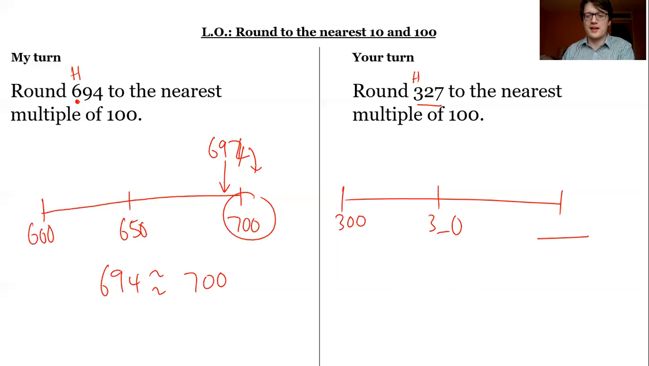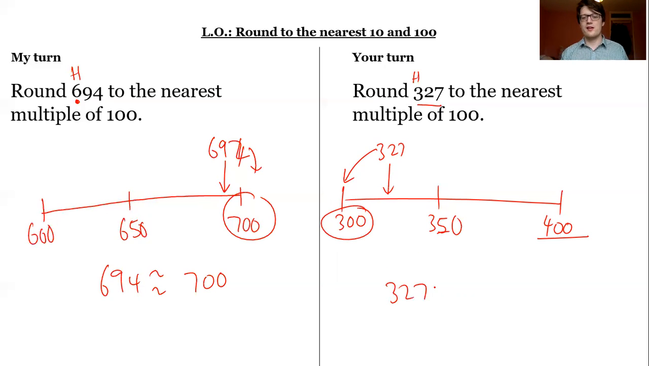And now that you're back, again, let's just check whether you got it right. The next multiple of 100 is 400. Halfway is 350. So 310, 20, it's going to be about here, 327. You can now really clearly see that because it's less than halfway, it's closer to 300 than to 400. So 327 to the nearest multiple of 100 is 300.